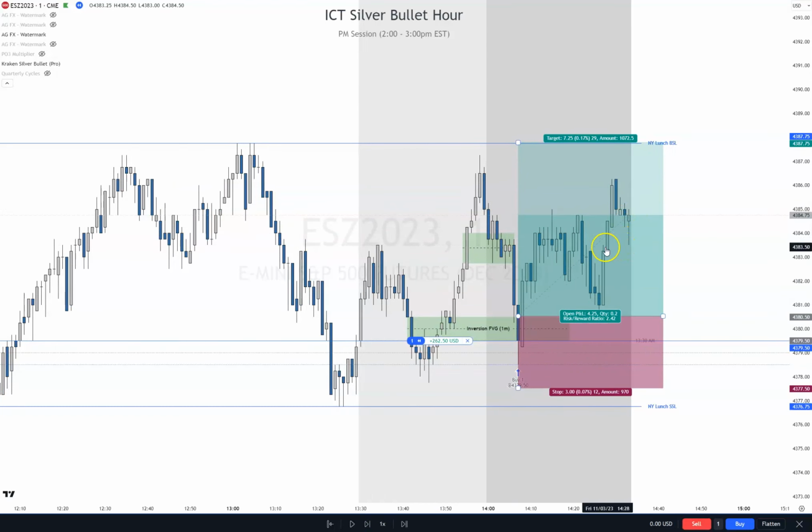This came down to fill in this fair value gap perfectly. So now I expect it to come back up and take that out.